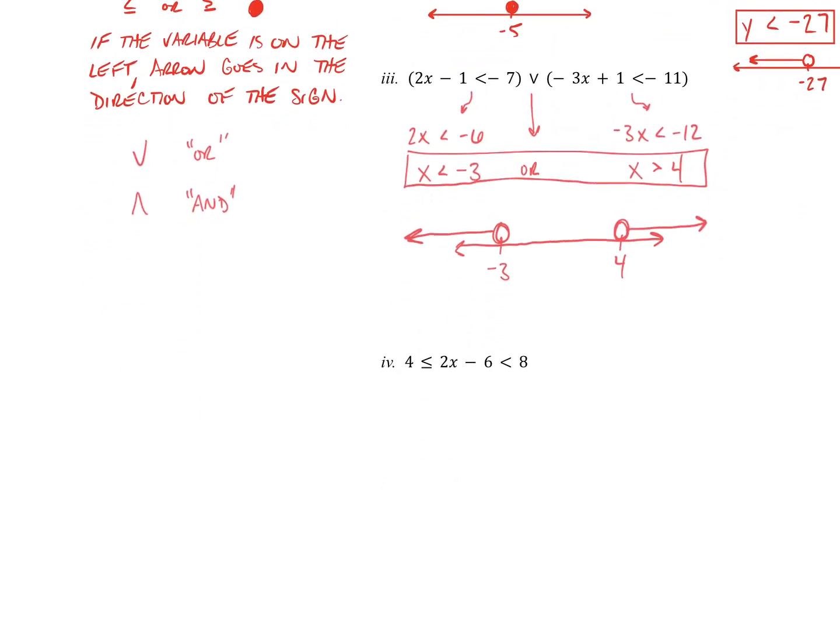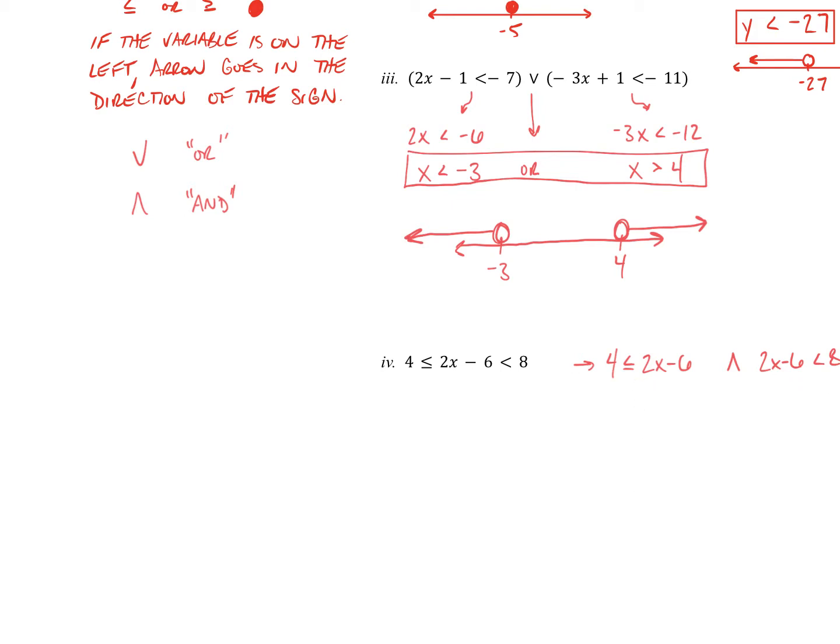Now the scenario beneath it is one of those and situations, but you don't see that symbol. What you actually see here is an inequality within another inequality, smushed together like this. What this reads is 4 is less than or equal to 2x minus 6 is less than 8. Another way to view this would be to say 4 is less than or equal to 2x minus 6, and at the same time 2x minus 6 is less than 8. So that's what we're seeing here. This is an abbreviated way to write a conjunction like this. So we're really going to treat it like this situation here.